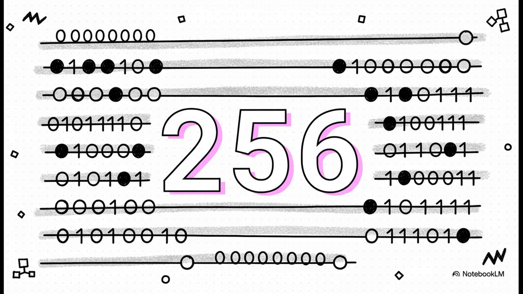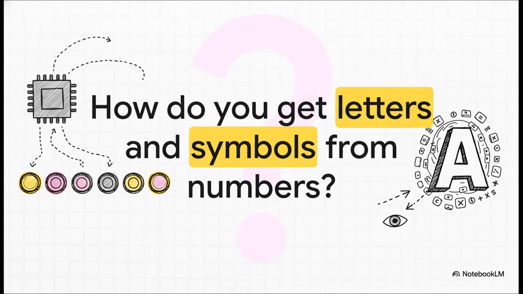Well, if you have 8 bits, and each one can be either on or off, it turns out you have exactly 256 unique combinations you can make. That gives us a vocabulary of 256 different words to play with, starting from all zeros, all the way up to all ones. And that brings us to the next big question.